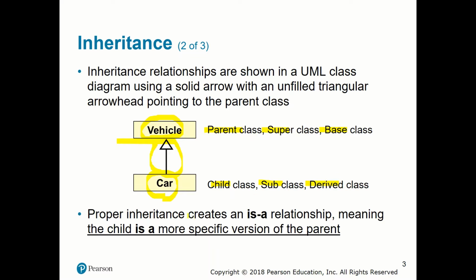Proper inheritance creates an is-a relationship, meaning the child is a more specific version of the parent. So you must make an inheritance between some relationships.